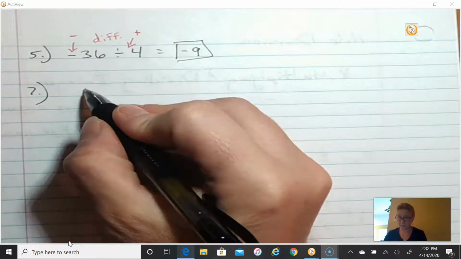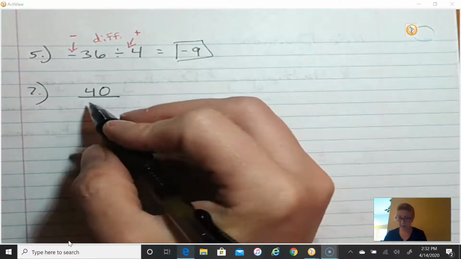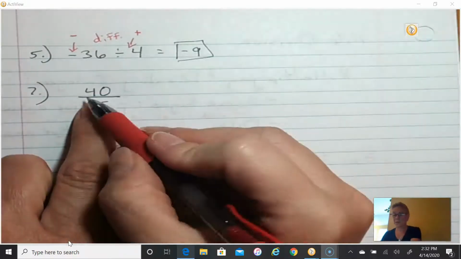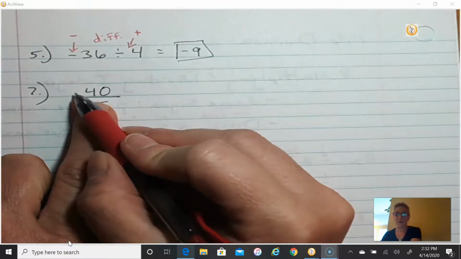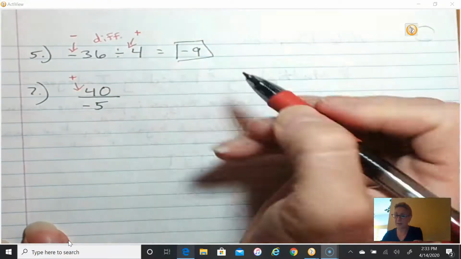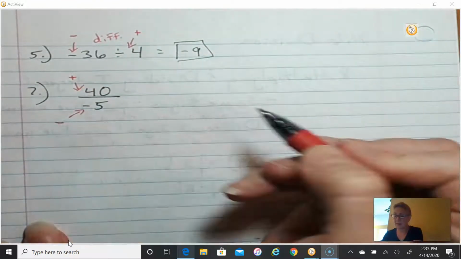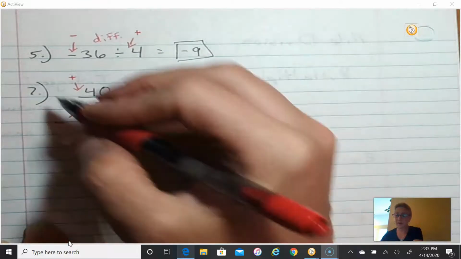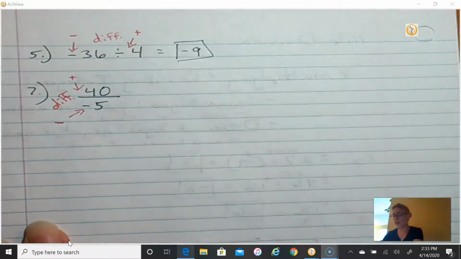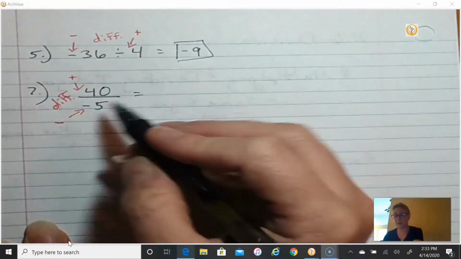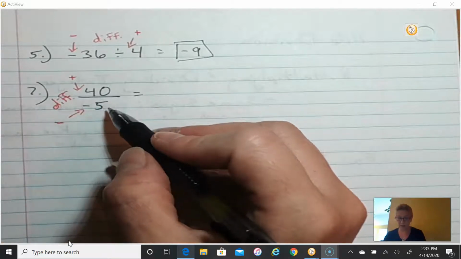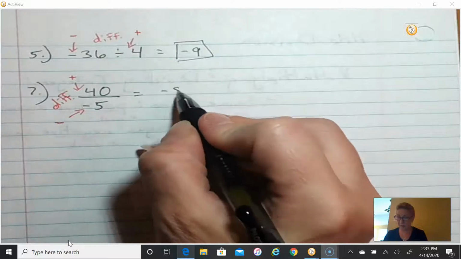Number 7. Positive 40 over negative 5. Do you notice that this 40, there's no sign in front of it? No negative or positive, so then we're going to assume it is positive. This one is negative, so we have a positive and negative. They are different. So just like before, your answer is going to be negative. When the signs are different, the answer is negative. So 40 divided by negative 5 is negative 8.